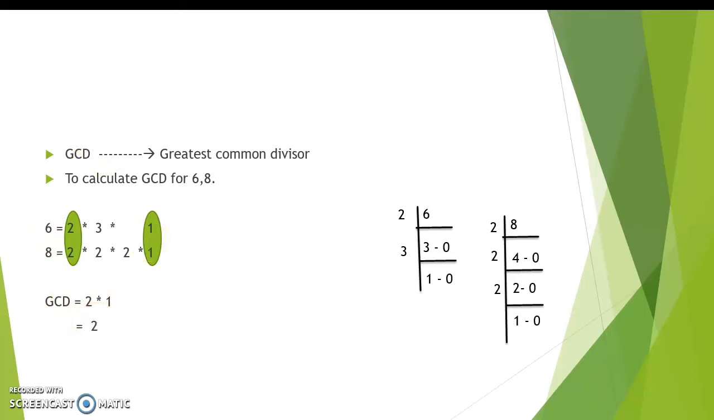Okay, now you can understand how to calculate the GCD value for the given 2 numbers. First you find the prime factors of the given numbers, write the prime factors for each number, and find the common factors. Then write the common factor. That common factor is known as the GCD of the given numbers. GCD means greatest common divisor. Now we see that algorithm.